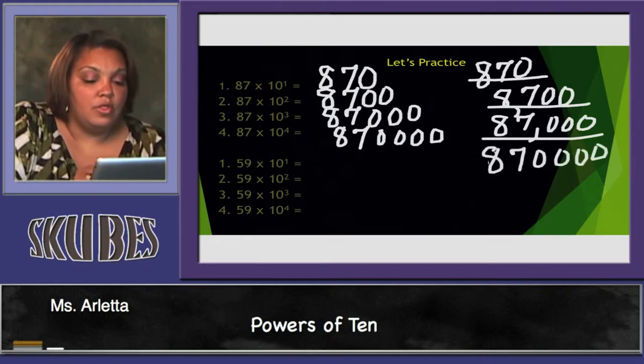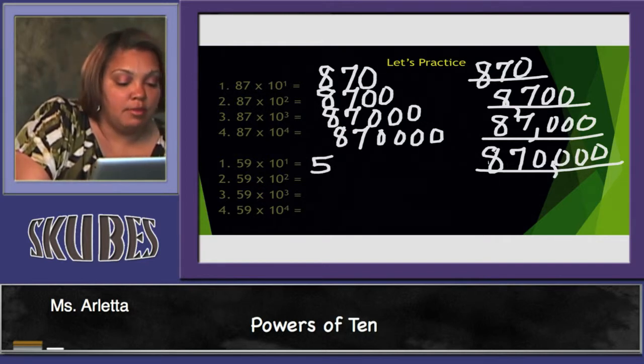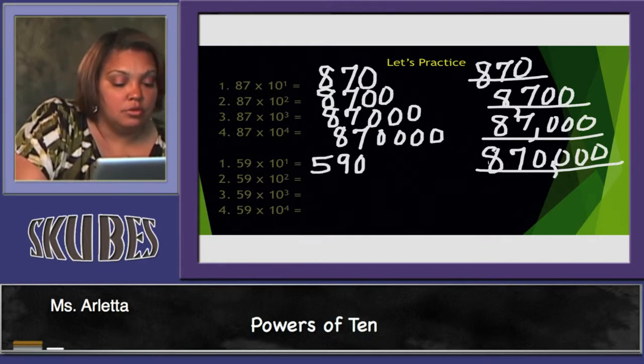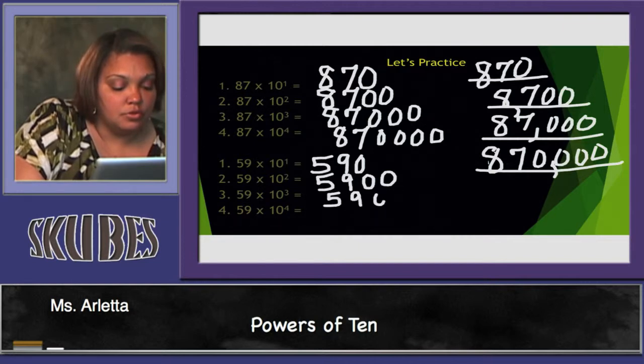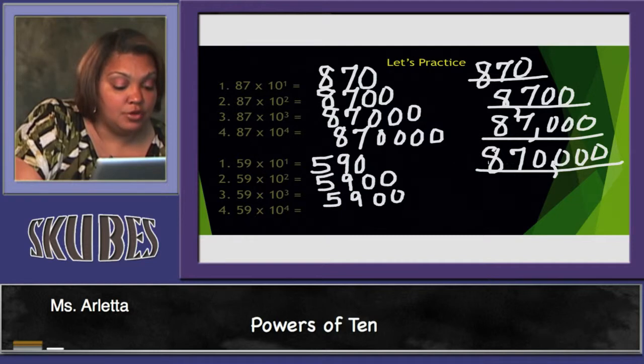And the same goes for the last problems. 59, the first time I'm adding 1 zero. The next time I'm adding 2 zeros. The very next time I'm adding 3 zeros. And the last time, oh, I only added 2. I need to add 1 more there. And the next time I'm adding 4 zeros.